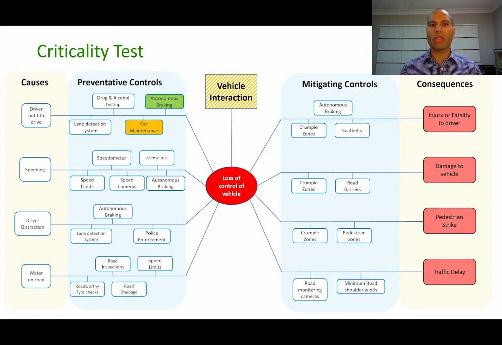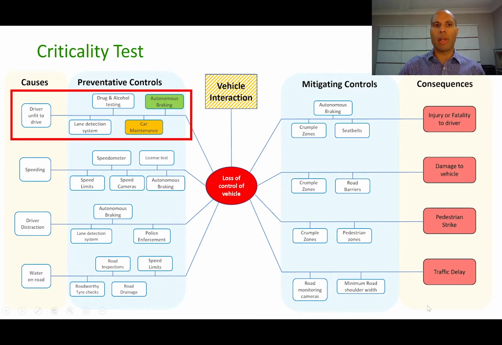So here you can see a bow tie, which I've covered how to read in a different video. And we're just going to focus on a criticality test here. So you can see we have a cause here, a driver unfit to drive, and the unwanted event is loss of control of the vehicle. And then we have a few different preventative controls here. So the criticality test says, well, which of these controls is critical to preventing the loss of control of vehicle from the driver being unfit to drive?